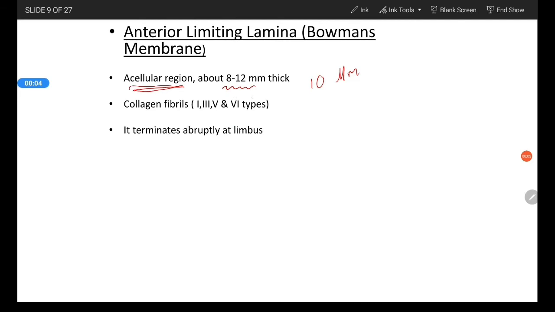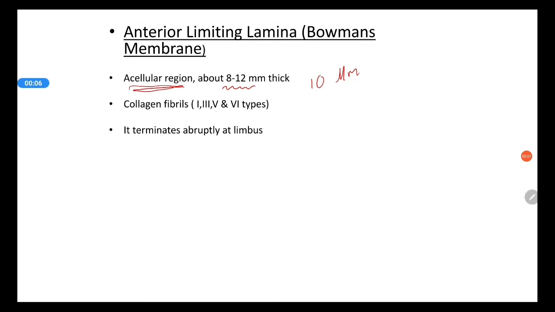The thickness is around 10 microns. The collagen that forms the Bowman's membrane is types 1, 3, 5 and 6. We already discussed that the epithelium is changing into the conjunctiva after the limbus. Bowman's membrane will stop at the limbus.